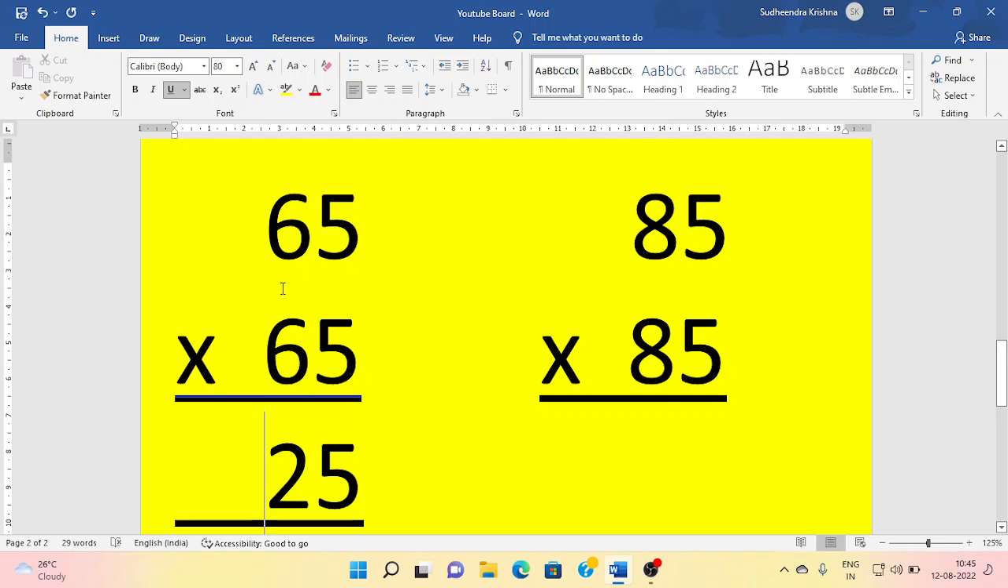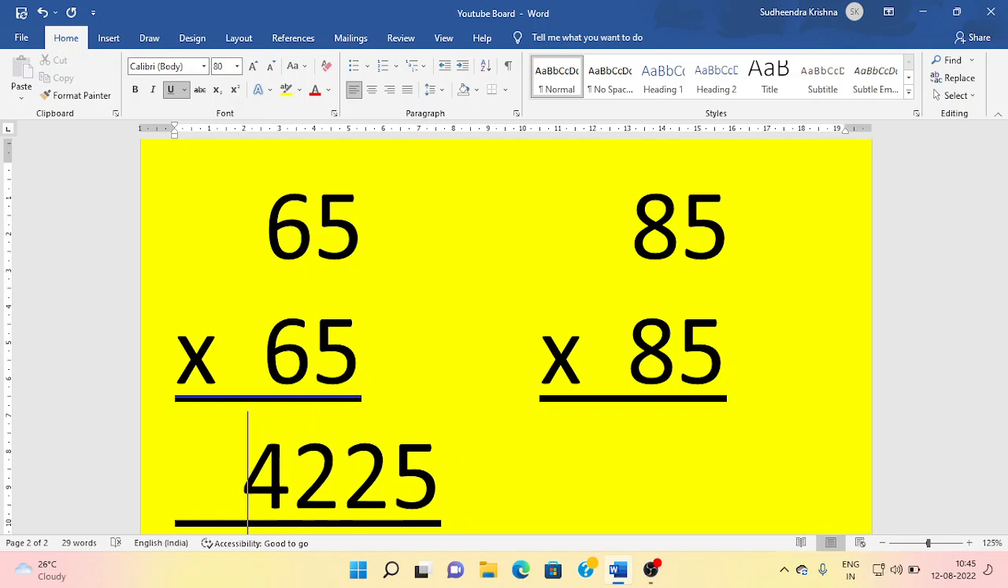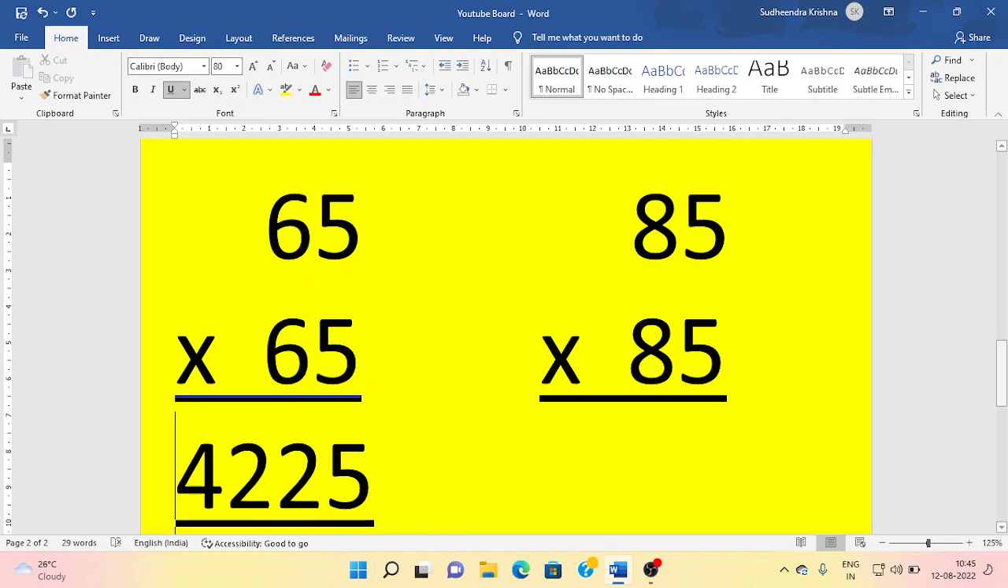Now on the left side of 5 you have 6 in both the numbers. 6 plus 1 is 7. Now multiply 6 and 7. 6 into 7 is 42. So this is the required answer. So 65 into 65 is equal to 4225. It's as simple as this.